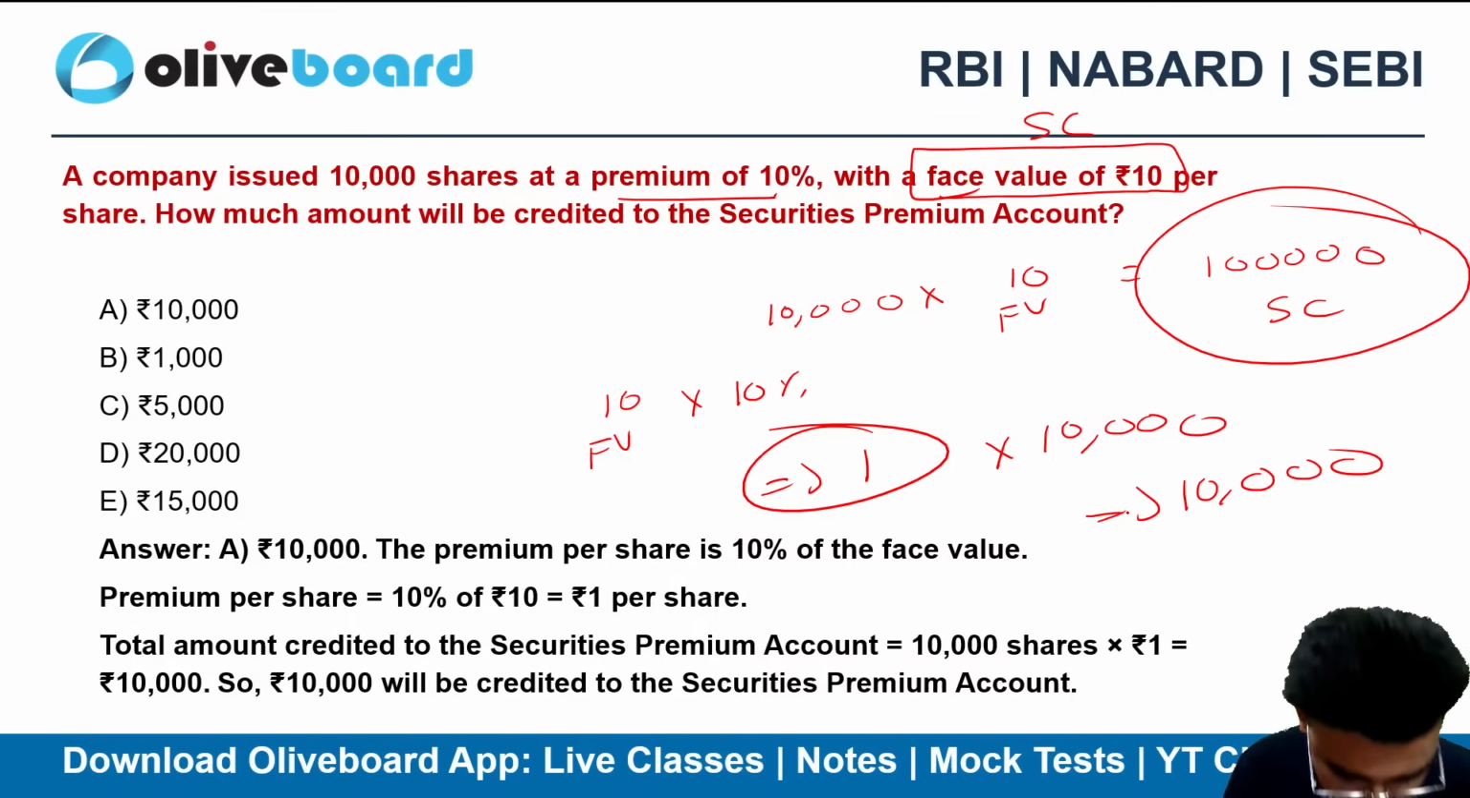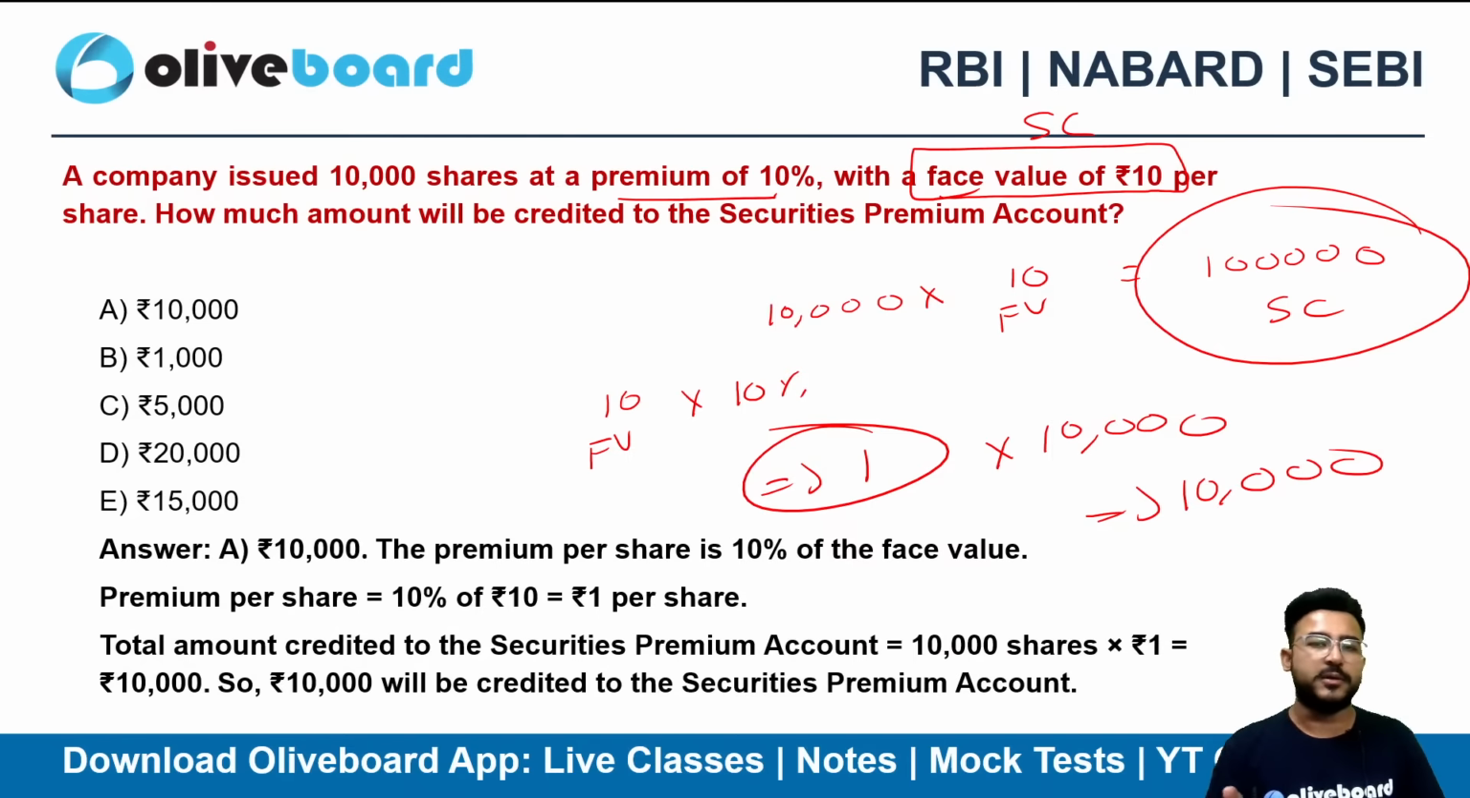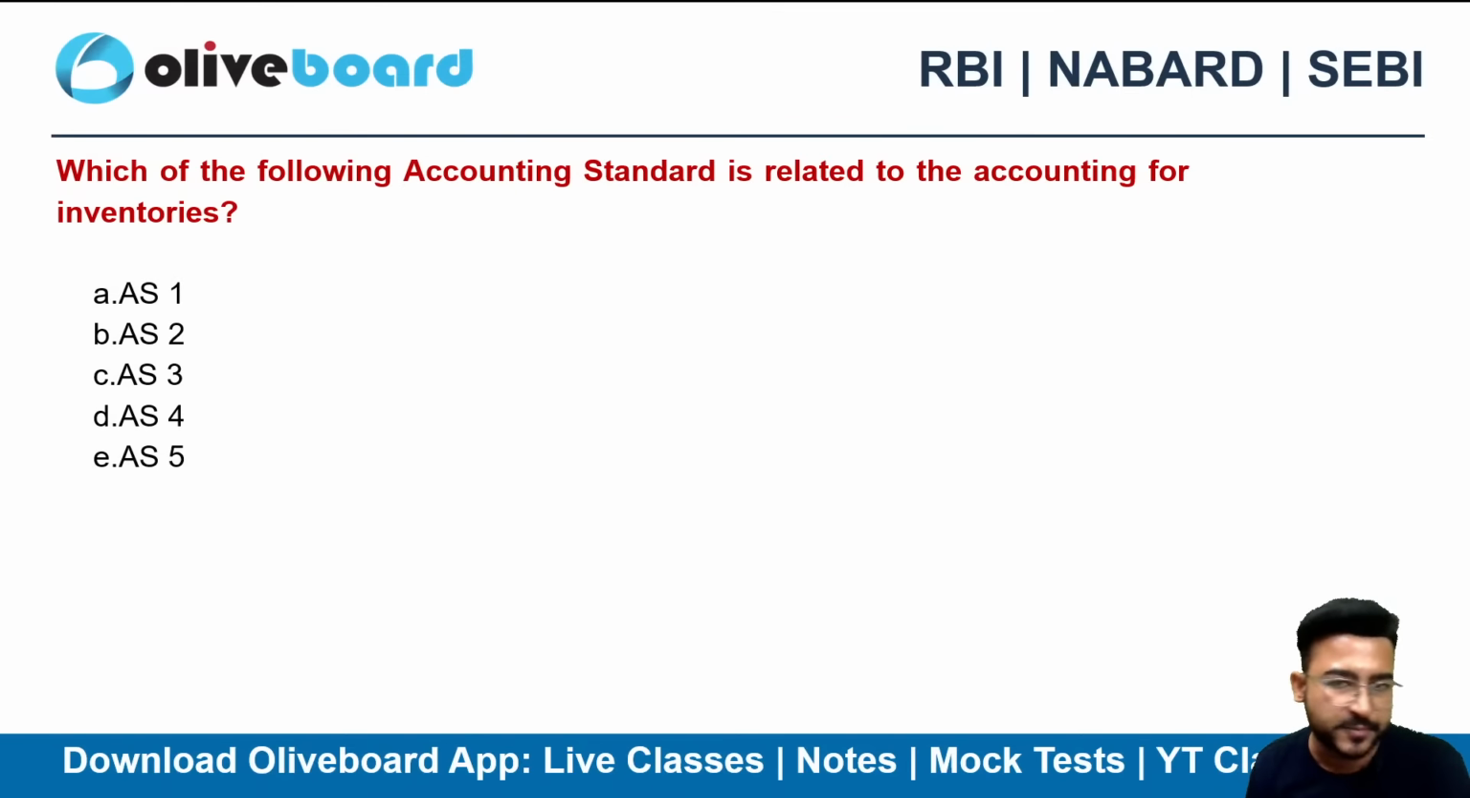Always do remember, whenever we talk about share capital, only the amount up to face value will go to the share capital. Rest over and above will always go to the securities premium account.